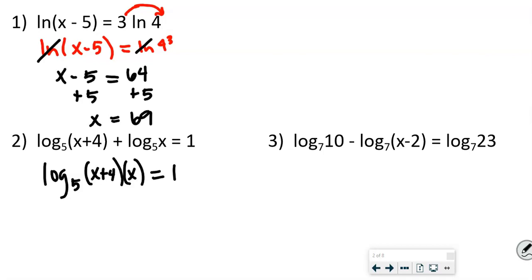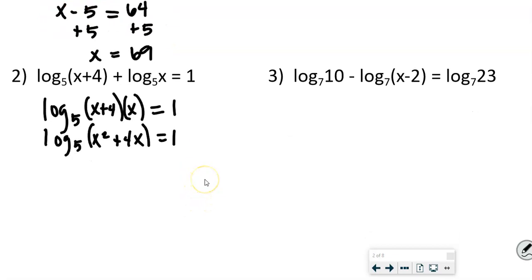So I'm going to keep simplifying this for right now. Log base 5 of x times x is x squared. 4 times x is 4x. So that's what I got now, and that's equal to 1. Now I'm going to go ahead and write it as an exponential, okay? So I'm going to take my base, which is here. The base is the base is the base. Take it to the power of what's on the other side of the equal sign. That's 5 to the first. And that's going to be equal to the x squared plus 4x.